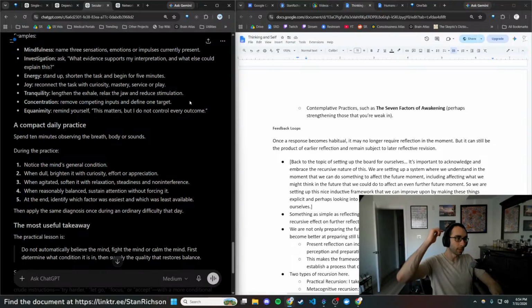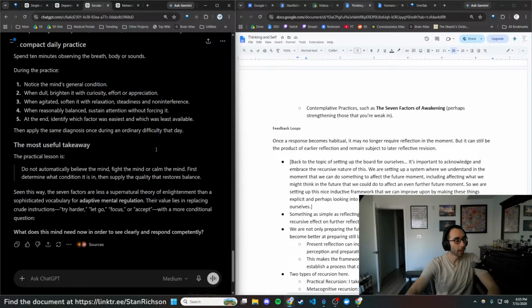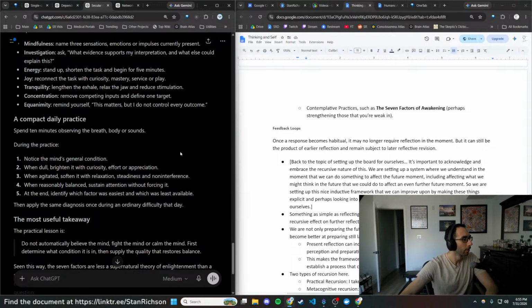Certainly the practice could be something like focused attention. All right, equanimity: remind yourself this matters, but I do not control every outcome. Ooh. Interesting. So yeah, I wouldn't want to throw all these at me at once, but doing different practices at different times. It worded well a second ago, like curiosity about what you're experiencing, like the desire to investigate the nature of your experience in the practice. Nice.